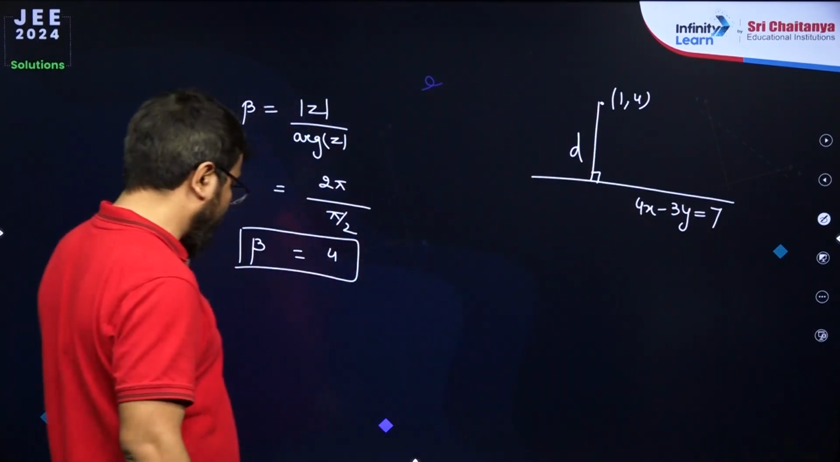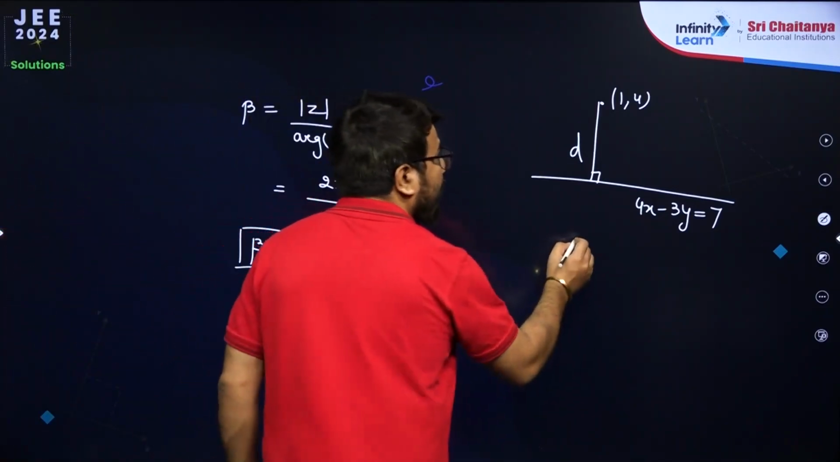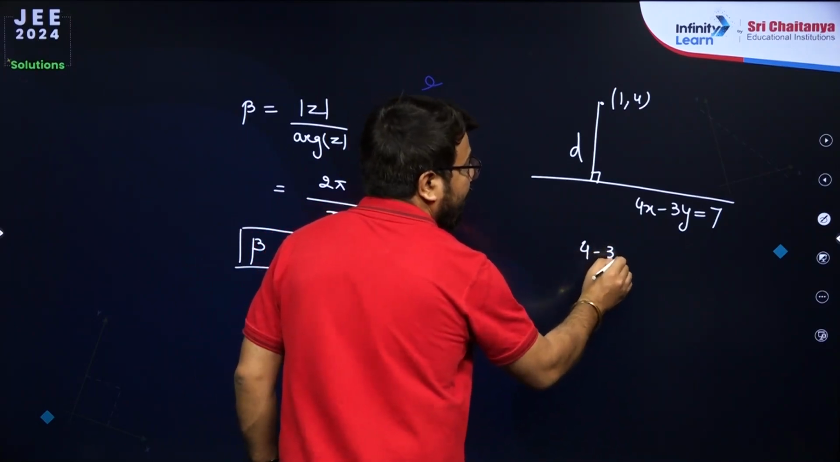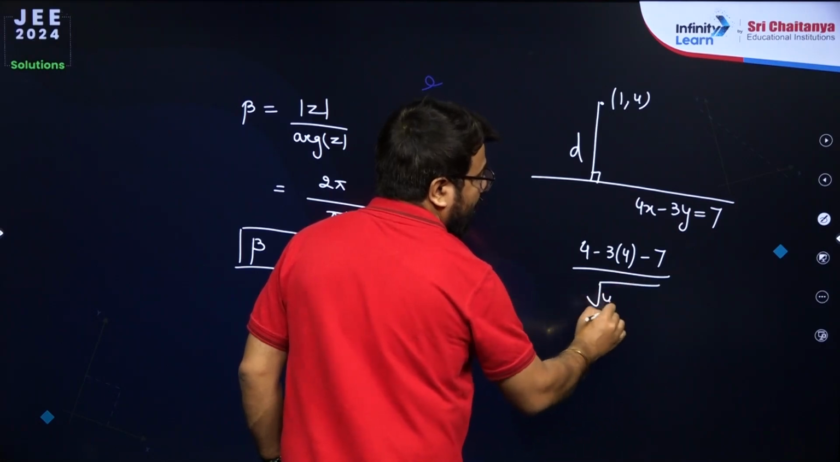Are you getting my point? How to get the answer now? So it will be very easy now to get the answer. I'll just substitute the coordinate (1, 4) into the equation and divide by 4 square plus 3 square.